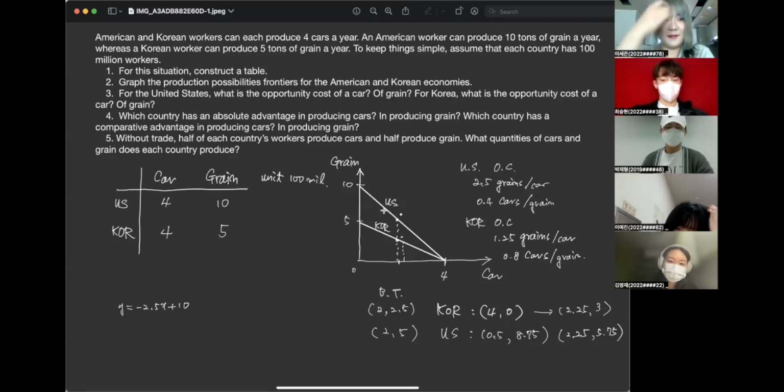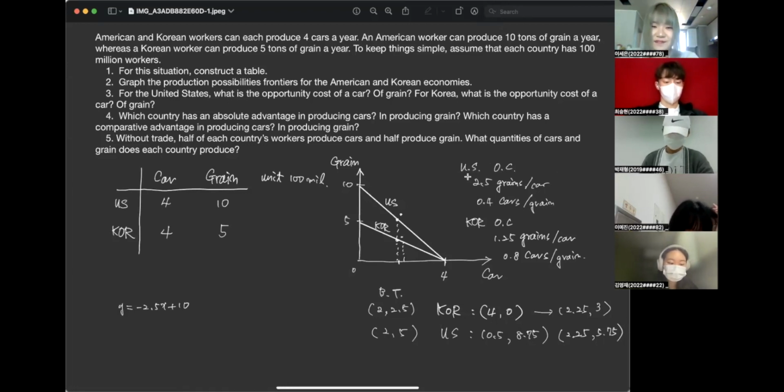4 divided by 10, right? If you produce 10 more grains, you need to give up 4 cars. So -4 divided by 10, which is 0.4. Slope itself is negatively related, we know it, but opportunity cost in the car: 1 more car produced, you need to give up 2.5 grains. That's how we can see the opportunity cost of the US. Everybody follow me? Clear? Clear enough?